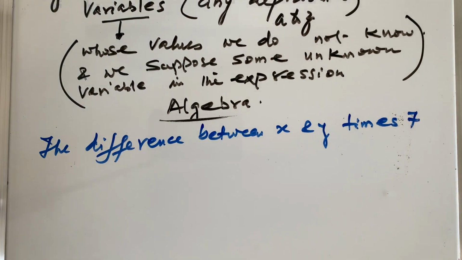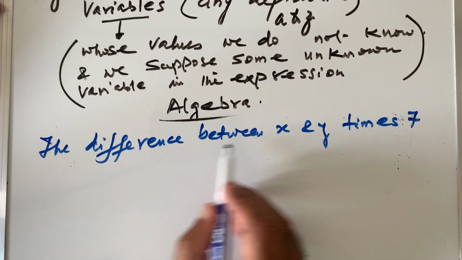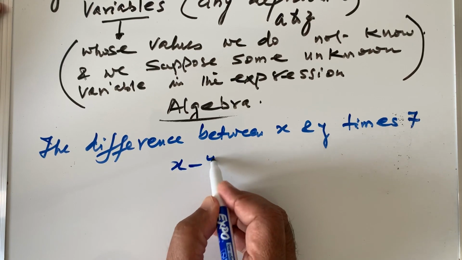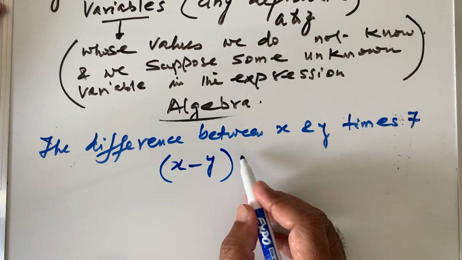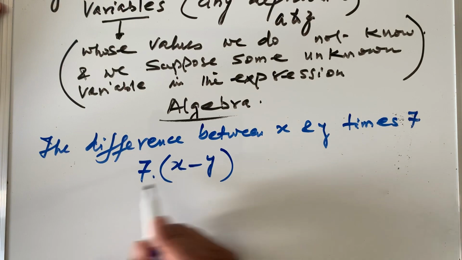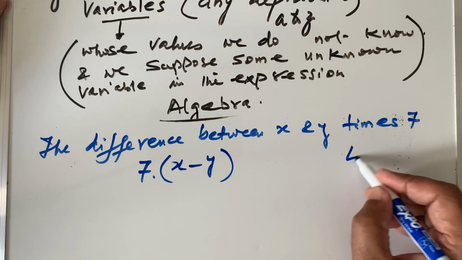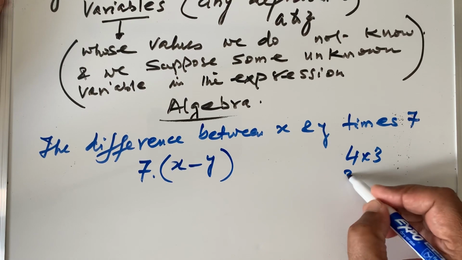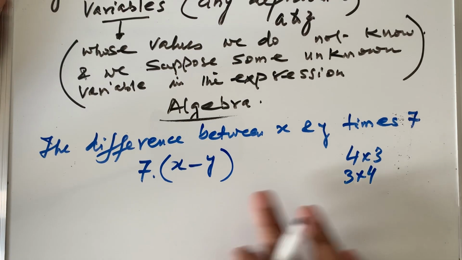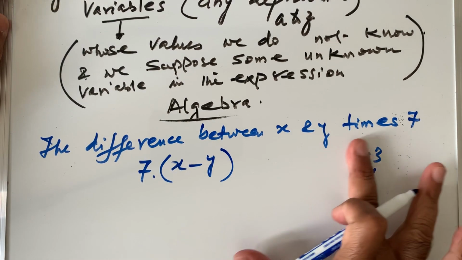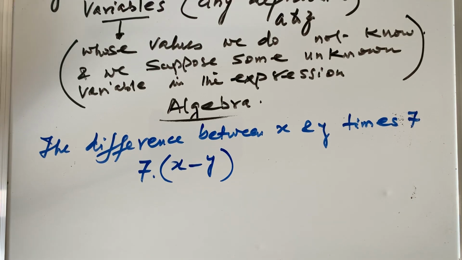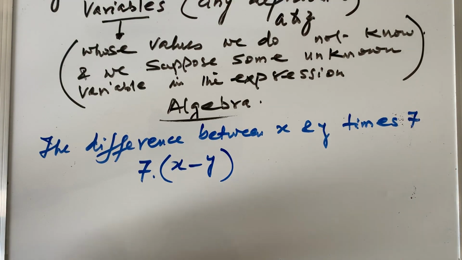Now you can see the expression here. The difference between x and y, so (x minus y) times 7. You can put times 7 either way, here or here, because multiplication is commutative. Like 4 times 3 is the same as 3 times 4. So the difference between x and y times 7 is (x minus y) times 7.